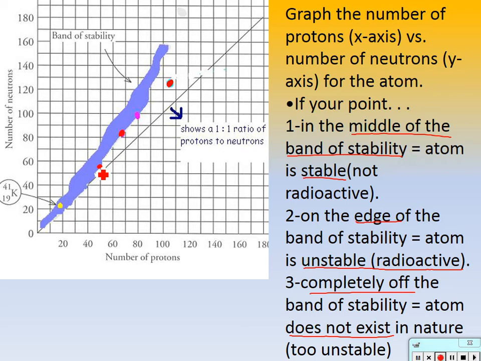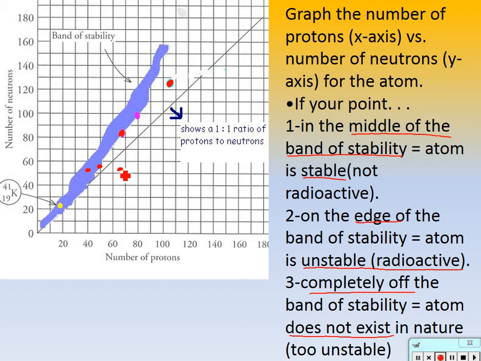Say it was right there, guys. Stable or unstable? Unstable. But would it exist in nature? Yes. Would it give off radiation? Yes. What about right here? Stable or unstable? Stable. Would it give off radiation? No.